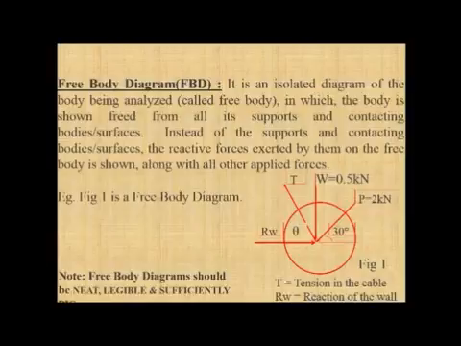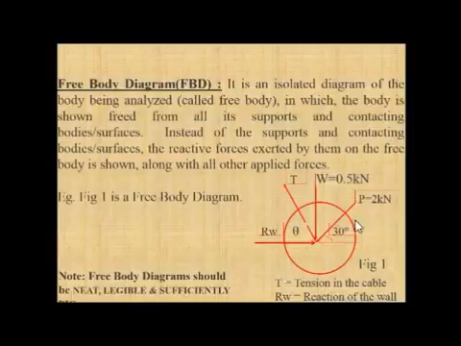It is an isolated diagram of the body being analyzed, called a free body, in which the body is shown freed from all the supports and contact, and instead of these supports and contact, the relative forces exerted by them on the free body are shown. So basically, in a free body diagram, we have to remove the body from all kinds of supports and contact forces, and we show the forces exerted by them in this manner.